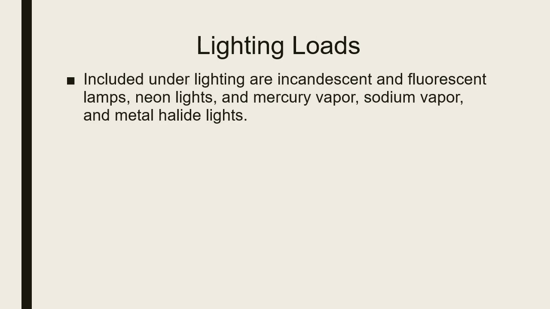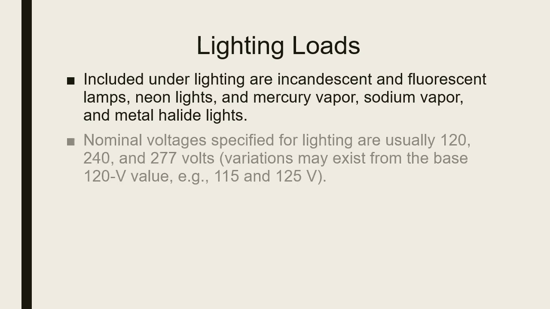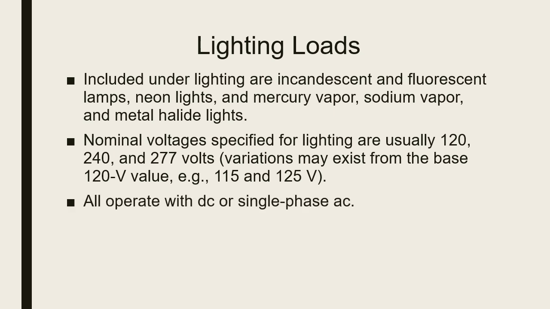Lighting loads included under lighting are incandescent and fluorescent lamps, neon lights, and mercury vapor, sodium vapor, and metal halide lights. Nominal voltages specified for lighting are usually 120. This is for the US. In the Philippines, we have 240 volts, and some other countries use 277 volts. Variation may exist from the base value of the 120 volt system. We can have 115 and 125. In the Philippines, we have 230 volts for the lighting. They all operate with DC or single phase AC.